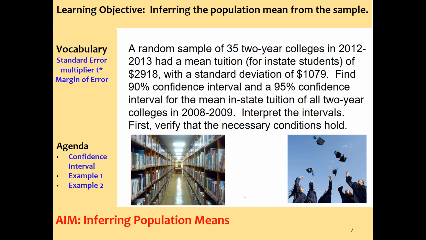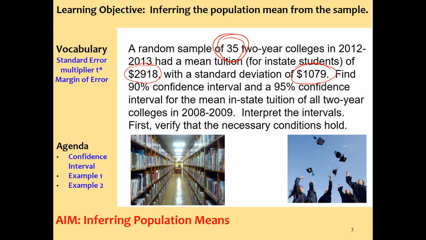Okay. A random sample of 35 two-year colleges in 2012-2013 had a mean tuition for in-state students of 2,918 with a standard deviation of 1079. So remember, you write down these numbers. 35 is n.